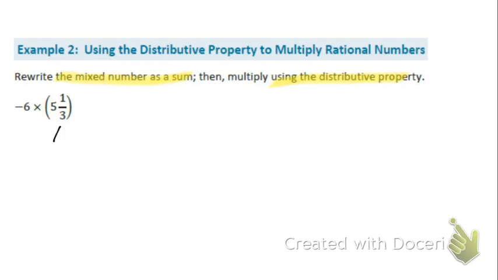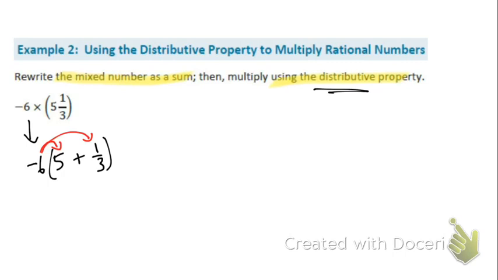We're going to rewrite this mixed number as a sum. So I could break down 5 1/3 to be 5 plus 1/3. And I can bring down that -6. So what are we doing here? Okay, so that's the first step. Next it says use the distributive property. Remember the distributive property, what we're doing here is we can multiply that number on the outside of the parentheses with everything on the inside.